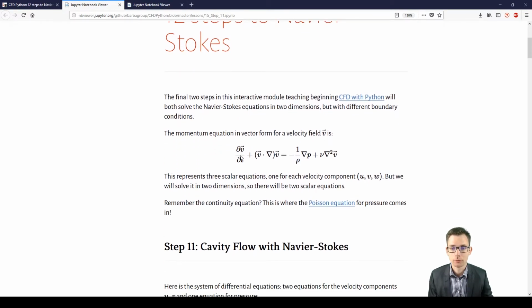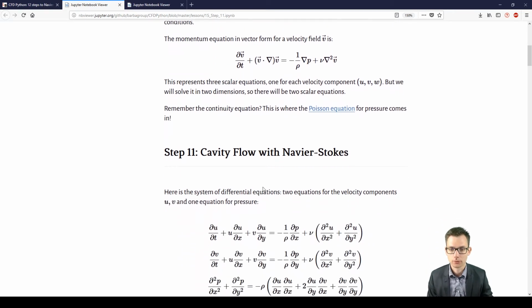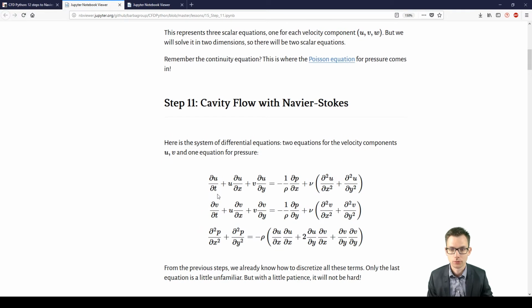It starts with this equation of the momentum. As you can see here, v is not the velocity in y direction, but the whole velocity vector, so it is u, v, and w. But as we are solving it for a 2D case, we just have u and v. So we put this equation down to those two, the u dt plus etc.